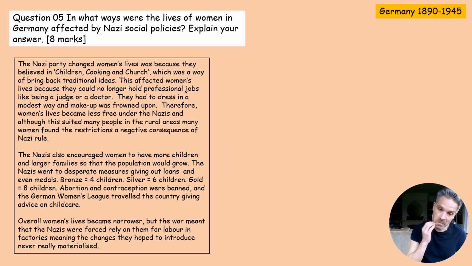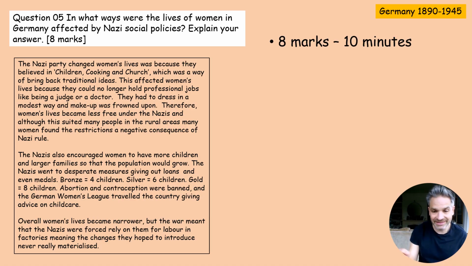Question 5. Now question 5 is an 8 marker, so that's a 10-minute, and it will ask you about how the lives of people were changed by something. Okay? In this case, it's asking about the lives of women. Now, once again, 2 is the magic number. You're looking for 2 ways in which their lives were changed. It could be about young people. It could be about people during a certain period of time, let's say during the Stresemann era, or during the economic depression, or whatever it is. It's asking you to find 2 ways in which their lives were changed.